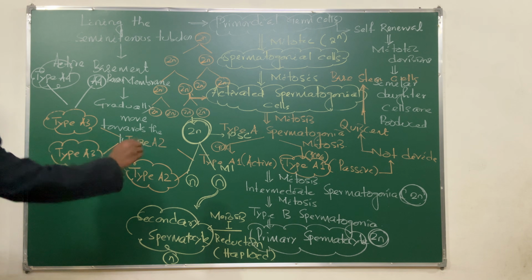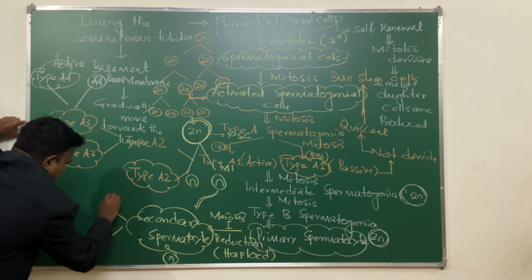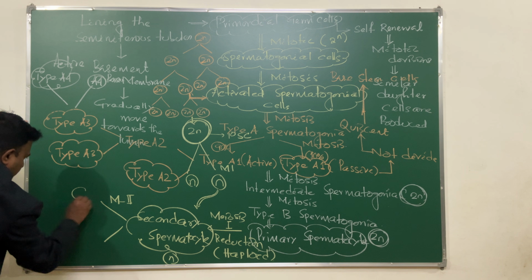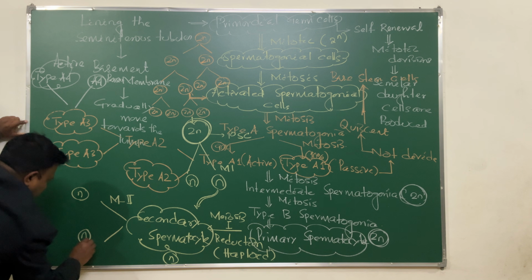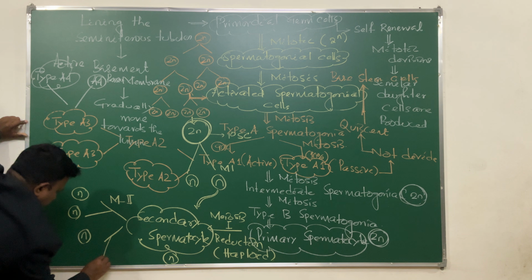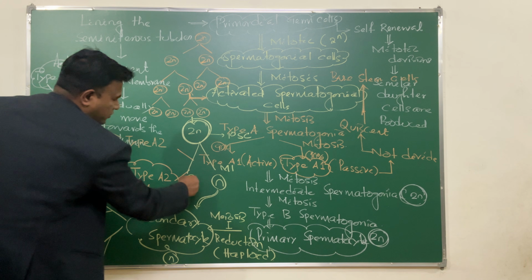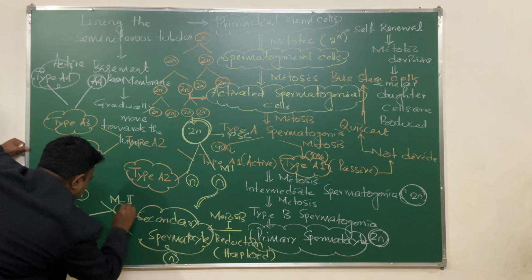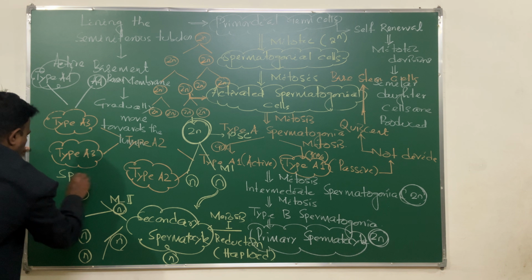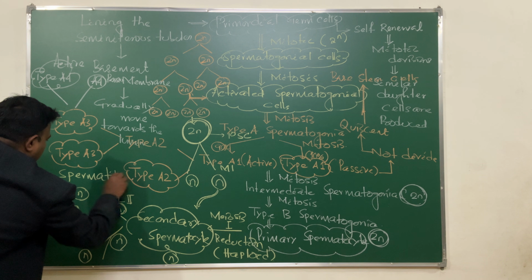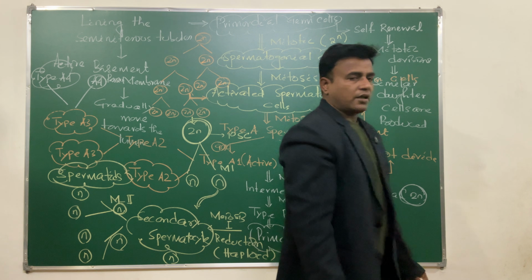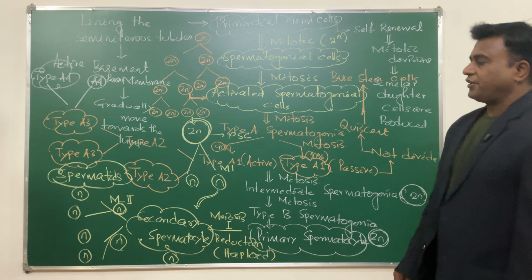Then what happens? The secondary spermatocyte undergoes meiosis 2, where it produces 4 cells here, here and here, because we are having two secondary spermatocytes. So these two, one here, and it will produce haploid 4 number of spermatids. So this is the spermatid, and the entire process what I have shown, that's known as spermatocytogenesis.